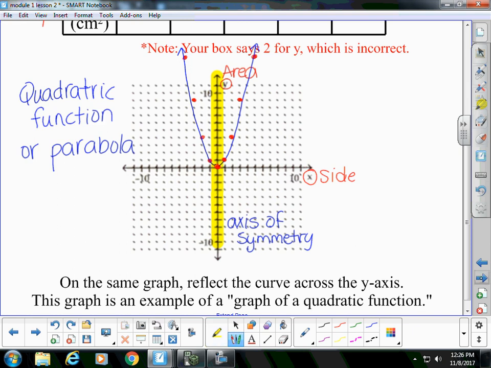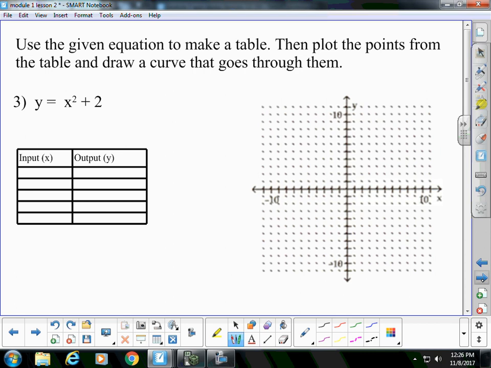Okay, moving on. We're going to use some more equations to find some more parabolas. A quadratic function always has an x squared in it. So that's one characteristic. Whenever you have an x squared, that equals a quadratic function, or a parabola, for the shape.